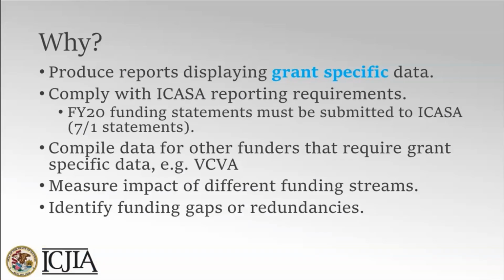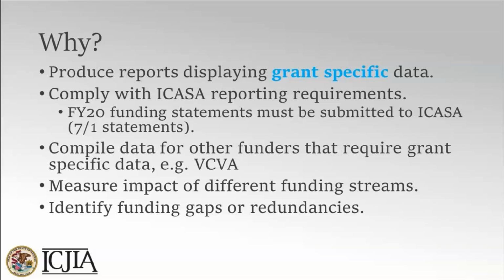Okay, so the purpose of funding for staff. The main point of this utility is it allows you to produce InfoNet reports that display grant-specific data, and this is required for all the funding sources that are coming through ICASA. ICASA also will require you to submit a copy of your July 1 statement, or the very first statement for fiscal year 20. You can also use funding for staff if you wanted to compile data for other funders you may have, for grants that don't necessarily come through ICASA, but through other funding sources.